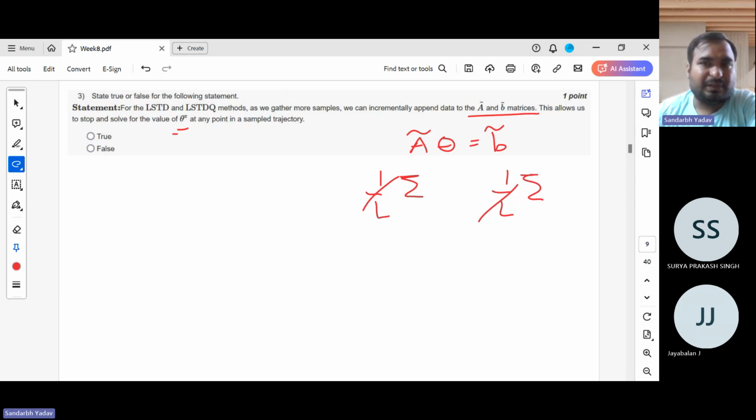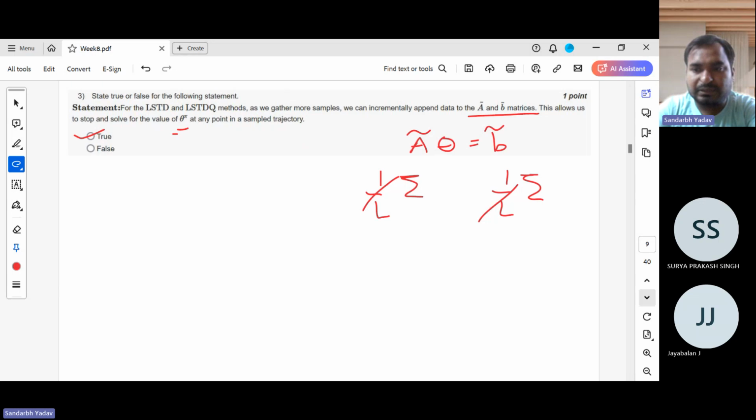So at any point of time, we will have a snapshot of these two. And then we can take that snapshot and solve for this theta. We can use some solvers for solving this. So this is also true, right? We can incrementally do this. Now, if there is any doubt, you can ask me.